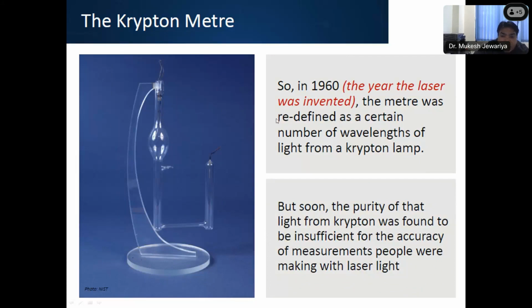And based on this krypton lamp, because krypton's fundamental frequency is defined, the meter was redefined as a certain number of wavelengths of the light from the krypton lamp. If such an amount of wavelength is coming, a group of wavelengths, then the total ensemble of that wavelength is 1 meter. See, understand here, this is 1 meter. But soon the purity of that light from krypton was found to be insufficient. It was not pure. So given the accuracy of measurement people were making with laser light, people started using laser light instead of this one.